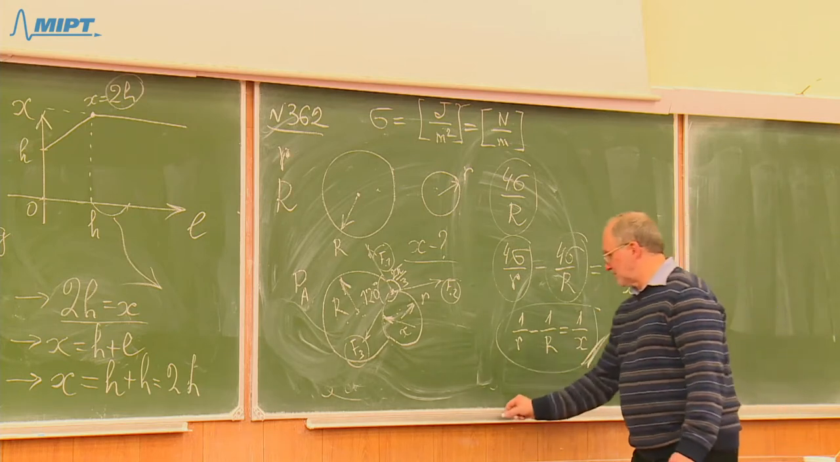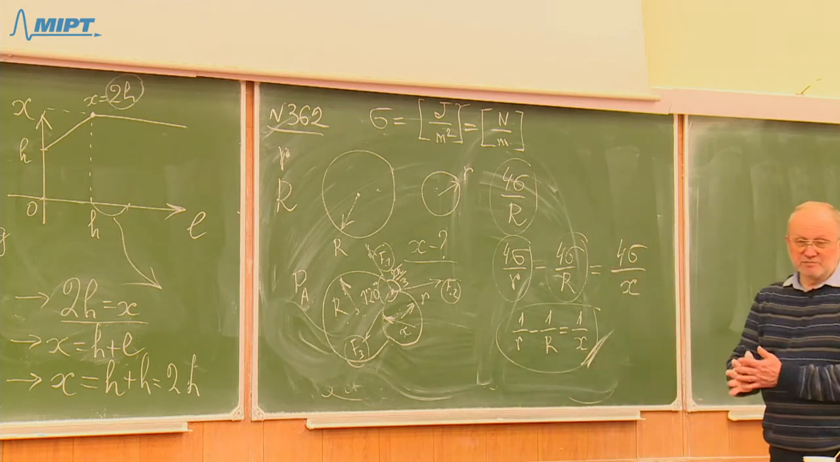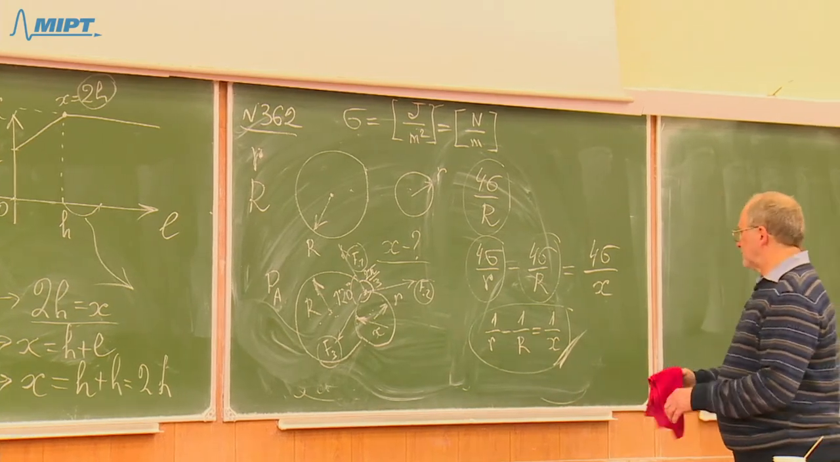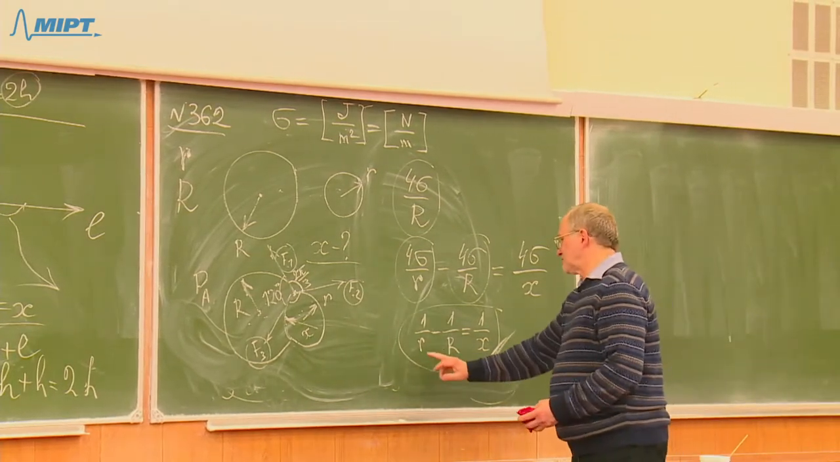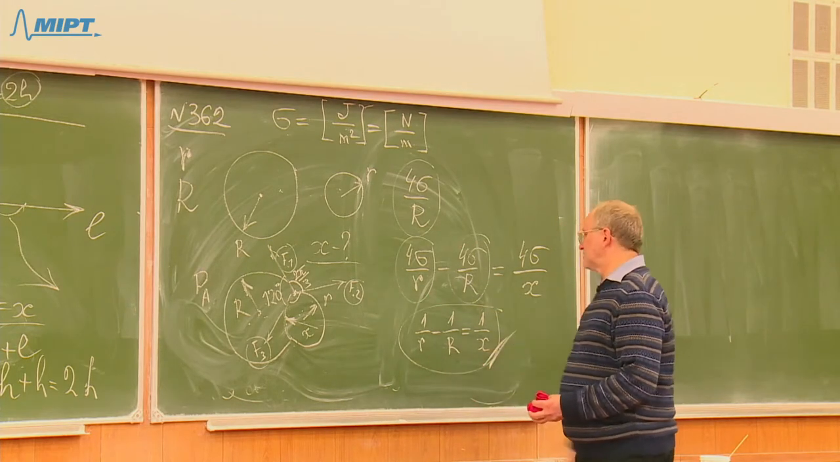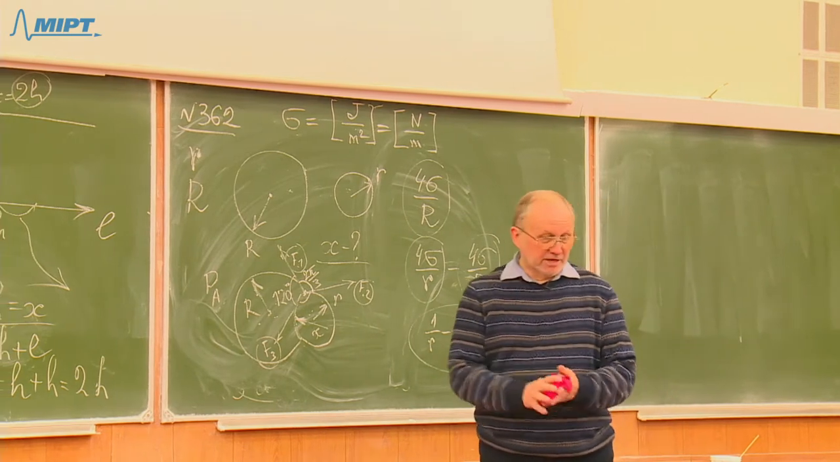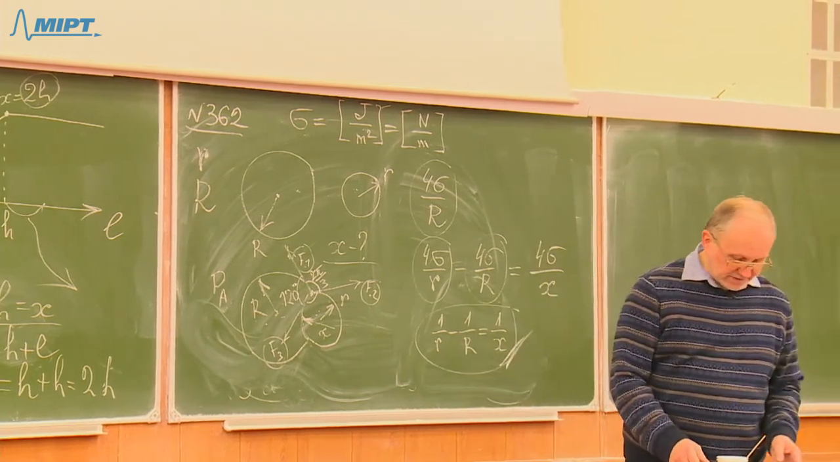I will not waste my time on solving such simple things. You can finish the solution by yourself. Everything is given here. Small r is given, capital R is given in the problem. We need to find the unknown quantity x. It's very simple. So the physics is clear in this problem.